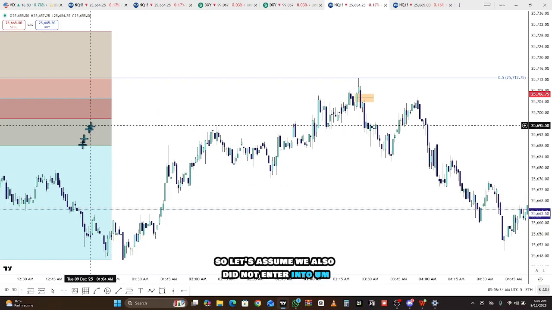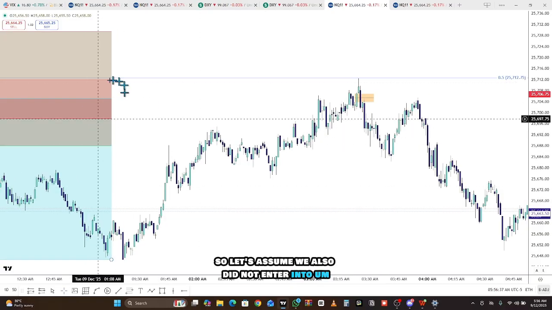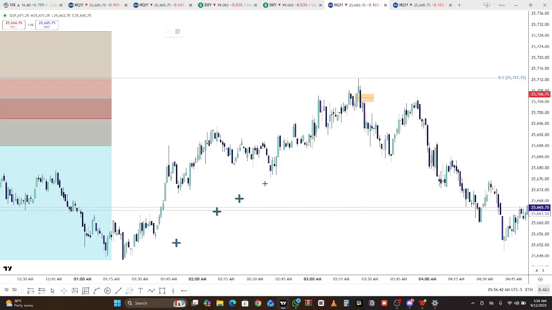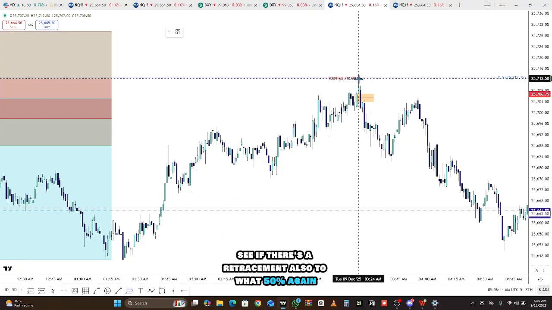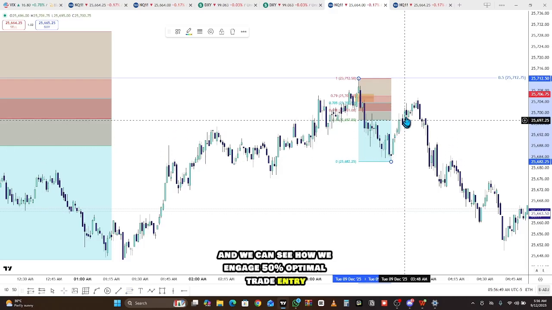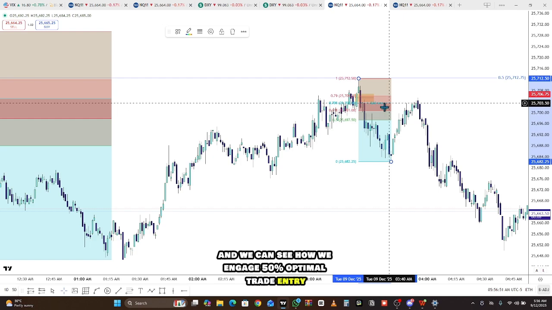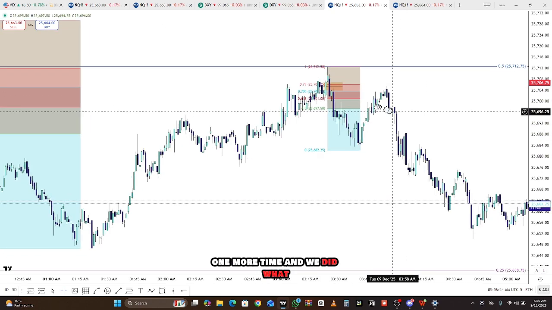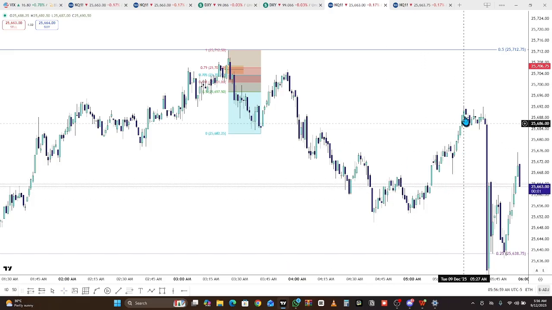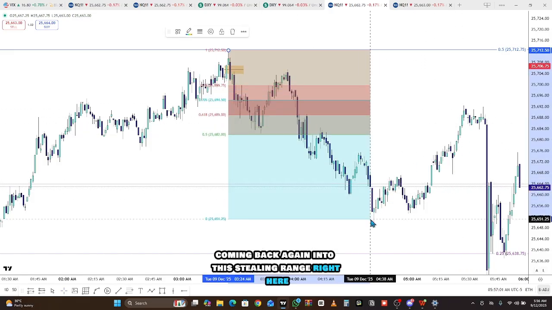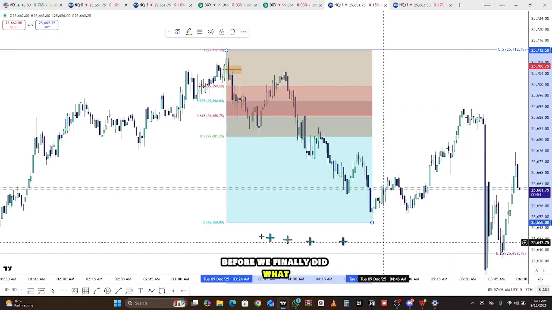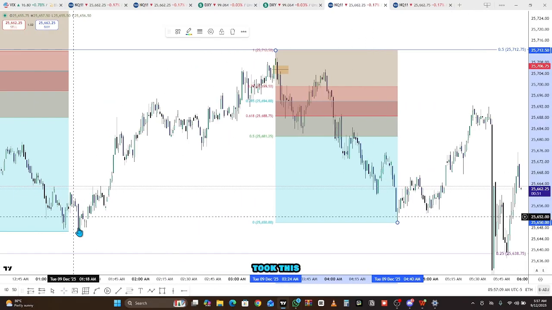So let's assume we also did not get in at optimal trade entry right there. We could do what? See if there's a retracement also towards 50% again, and we can see how we engage 50% optimal trade entry one more time, and we did what? Sold off. But yes, this was high resistance coming back again into the dealing range right here. Optimal trade entry, and did what? Before we finally did what? Took this.